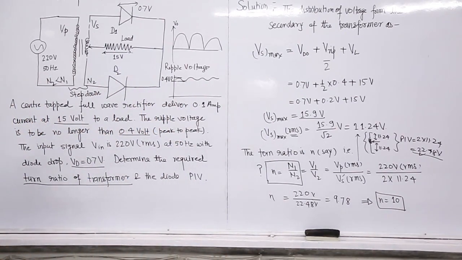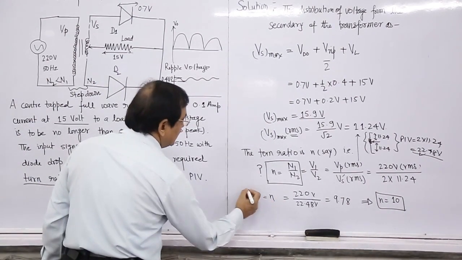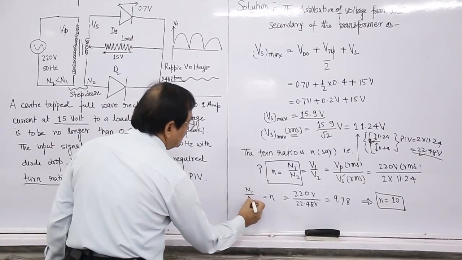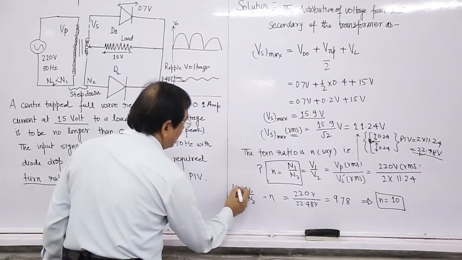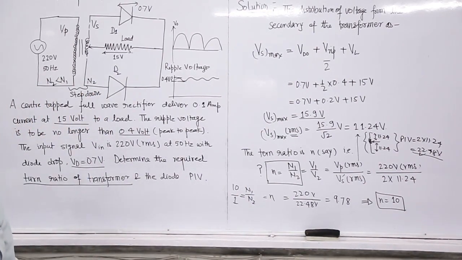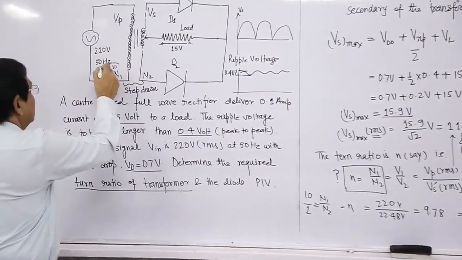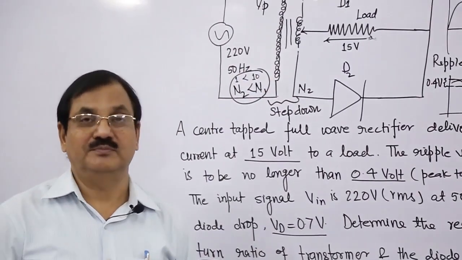So what is turn ratio? This turn ratio is N1 upon N2, that is, the number of turns in the primary N1 and the number of turns in the secondary N2. So this N2 is less than N1. Here in this case, this is 1, this is less than 10. So this is the solution of this problem.